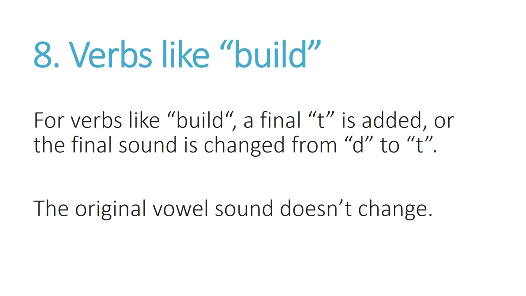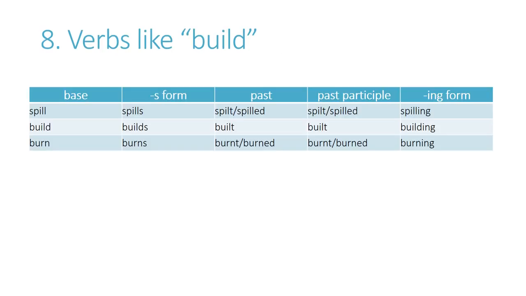The next one is verbs like build. For verbs like build, a final T is added or the final sound is changed from a D to a T. The original vowel sound doesn't change. For example, spill, spilt, spilt. We can also use the regular verb ending here, spilled, spilled. Build, built, built. Burn, burnt, burnt. And here you can also use the regular ed ending, burn, burned, burned.